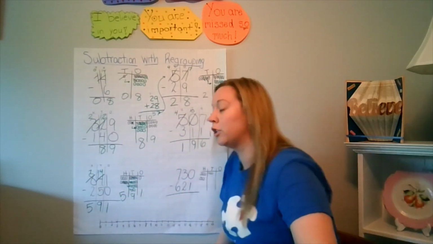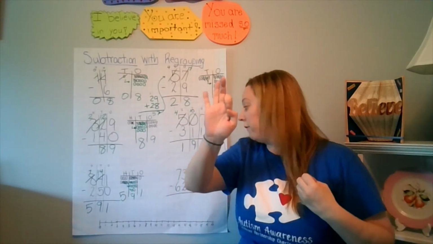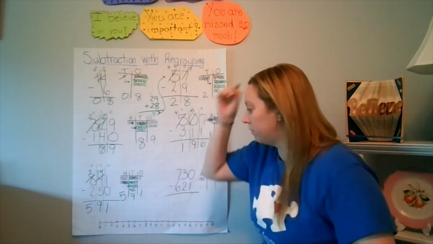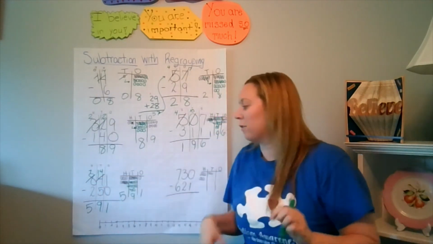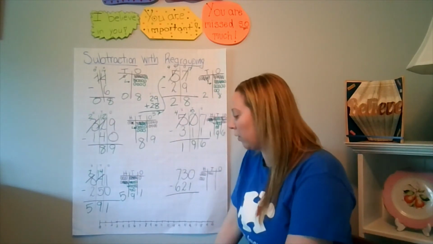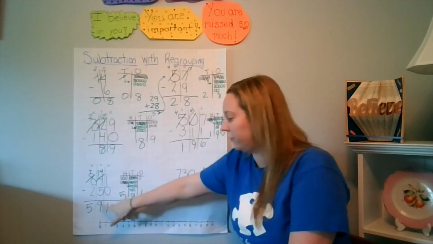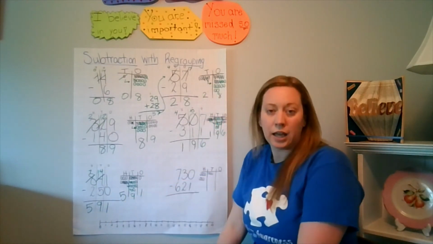You can also use your fingers. Start with 7, go 1, 2, 3, 4, 5, okay? Oh, I'm sorry, did that backwards. Start with 7 and take away 2. 1, 2, we get 5. Okay, I did mine backwards. 841 minus 250 gives me 591.